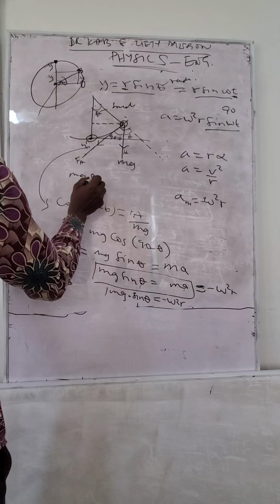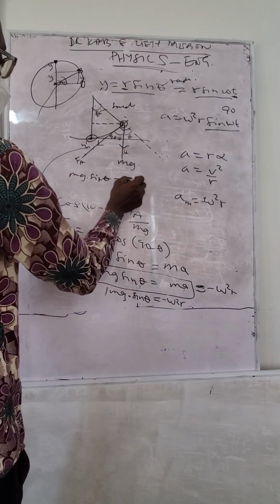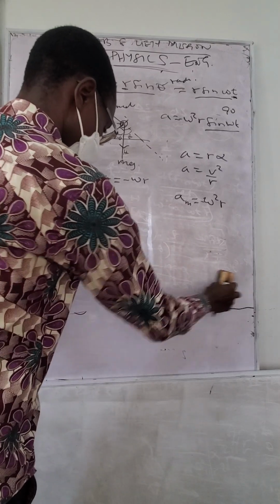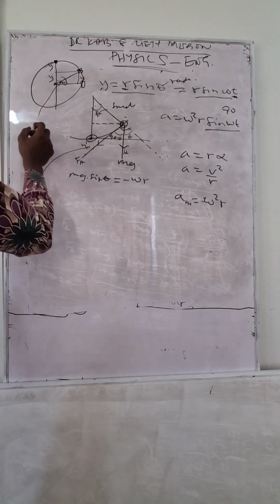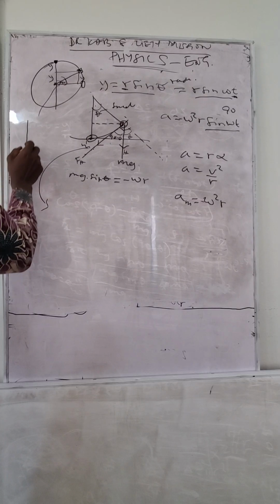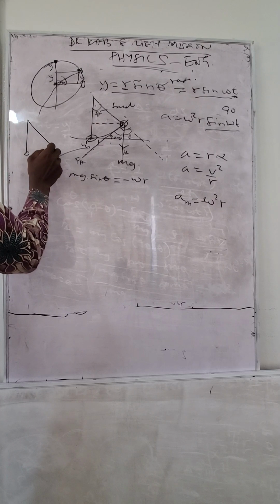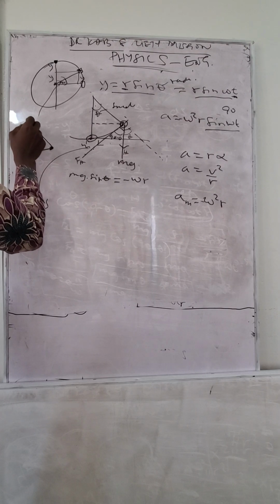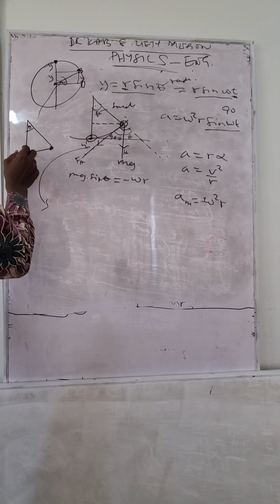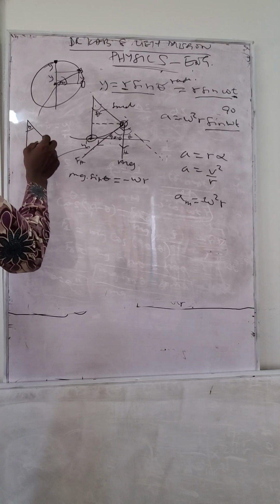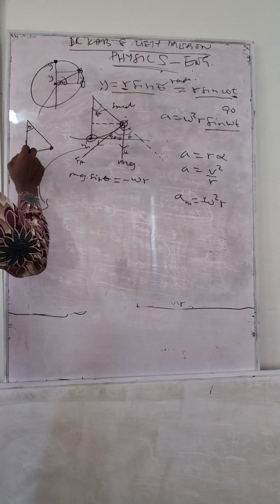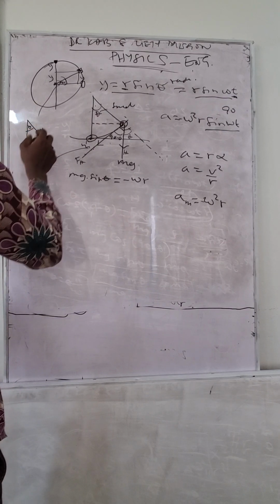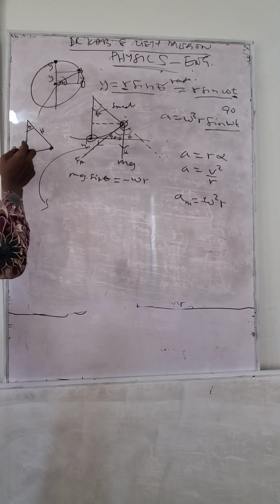mg sine theta is equal to, remember, this is the equation we are dealing with. This is what we have. We are saying this is almost this theta. Sorry, this point is this point. This hypotenuse. Okay. Opposite.